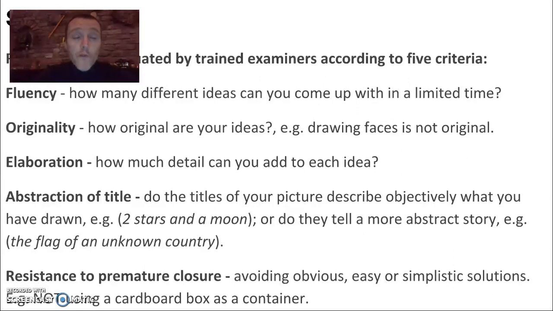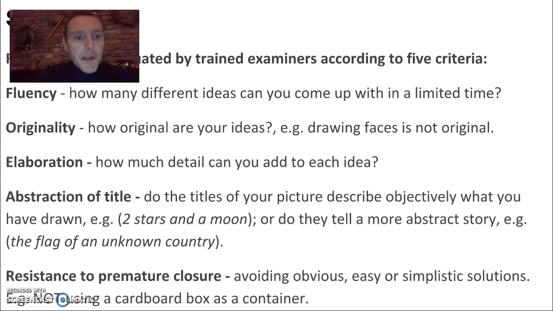The degree of abstraction is a fourth criterion, and this is particularly suitable for the pictures. So, for example, if you draw something that looks like 2 stars and a moon, a very unabstract title would be 2 stars and a moon. But you could also call this picture the flag of an unknown country, which would be a much more abstract title to give your drawing.